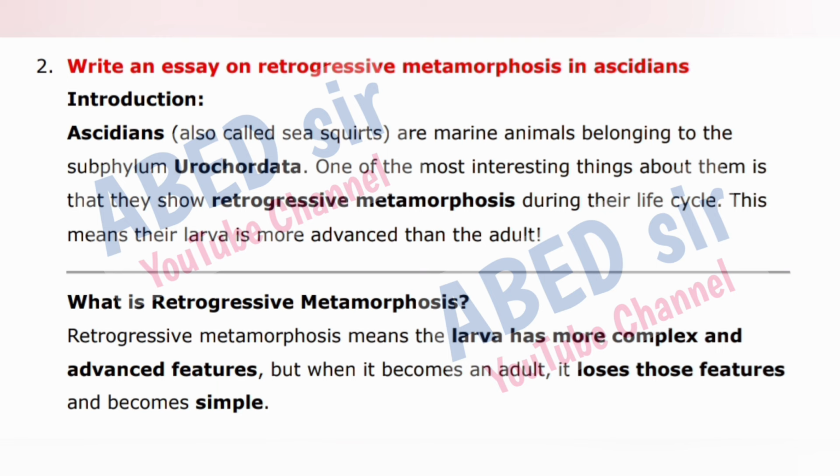Introduction. Ascidians, also called sea squirts, are marine animals belonging to the subphylum Urochordata. One of the most interesting things about them is that they show retrogressive metamorphosis during their life cycle. This means their larva is more advanced than the adult. What is retrogressive metamorphosis? Retrogressive metamorphosis means the larva has more complex and advanced features, but when it becomes an adult, it loses those features and becomes simple.